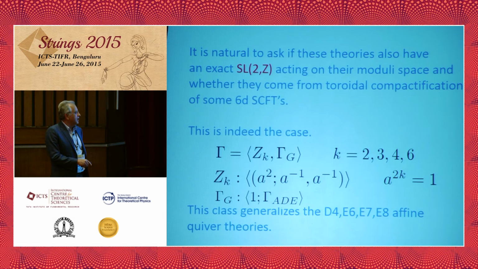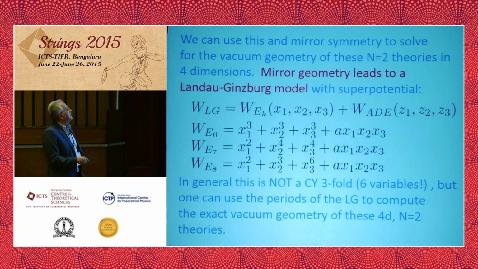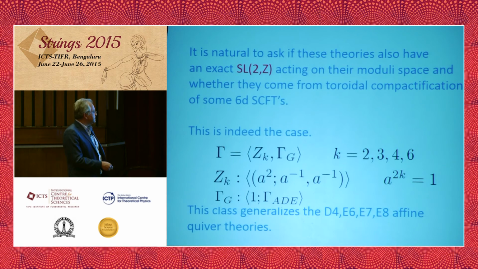And they do arise from 6D theories, which are generated by a group Z_k and gamma_G, where Z_k is what I had told you before, in a slightly different version, and gamma is the gamma of ADE. So this class generalizes the D4, E6, E7, and E8 quiver theories. We can use mirror symmetry to solve for the vacuum geometry of these theories. These theories generalize the affine ADE quiver theories I talked about to gauging. So the middle node of the D and E affine theories is the G that we are gauging. And the edges that emanate from that are the corresponding matter systems that are DPGs. And so we are gauging them. So this generalizes the affine D and E quivers.